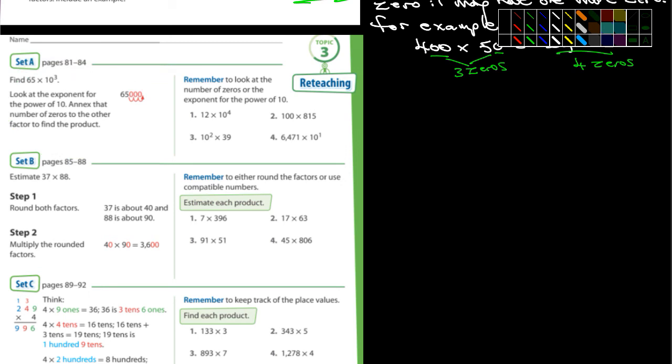Let me look at these really quick, see if there's something I don't want you to do. Remember to look at the number of zeros in the exponent. So you guys can do A, and I'm looking at B. Remember to round the factors to use compatible numbers. It says estimate. Let's estimate these together though, for 1 through 4. That way we're all going to have the same answer.